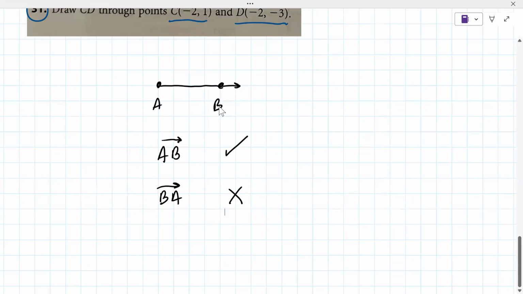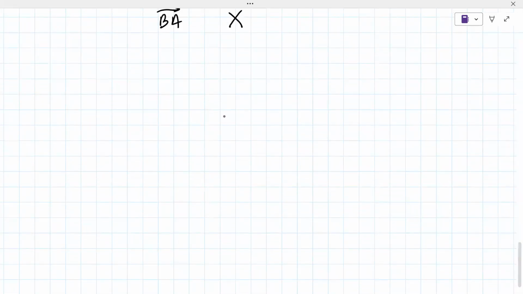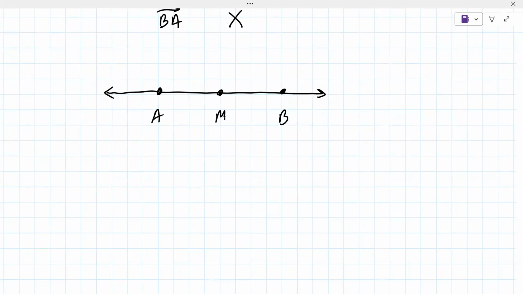But having said that, there are variations on this that could be okay. So let's say I draw a line this time, and I draw A, M, and B. The following are correct: AM, AB. These start at A and go through M forever. Start at A, go through B, and go forever to the right. These are okay.